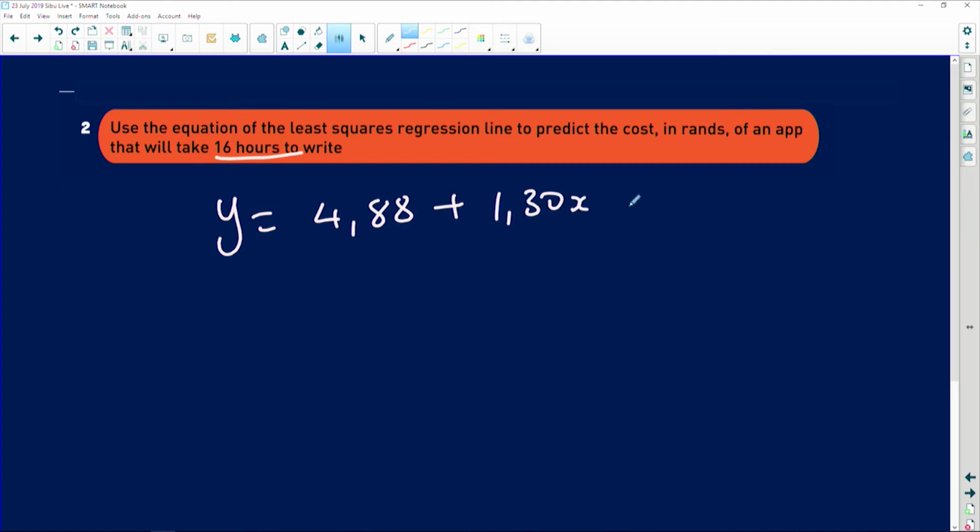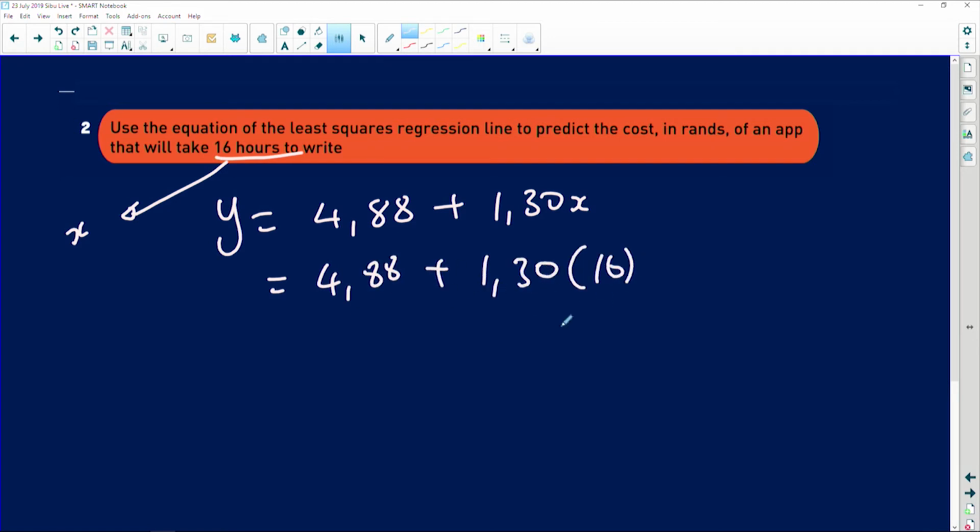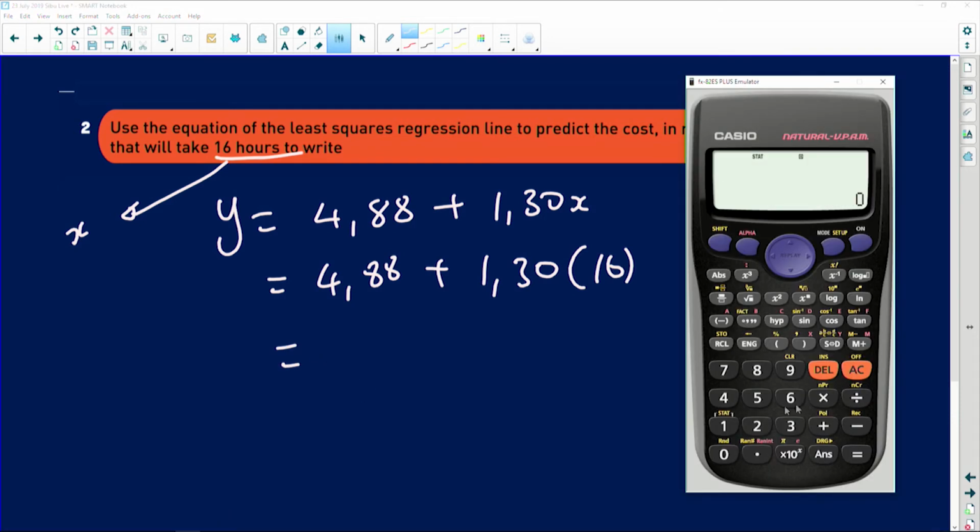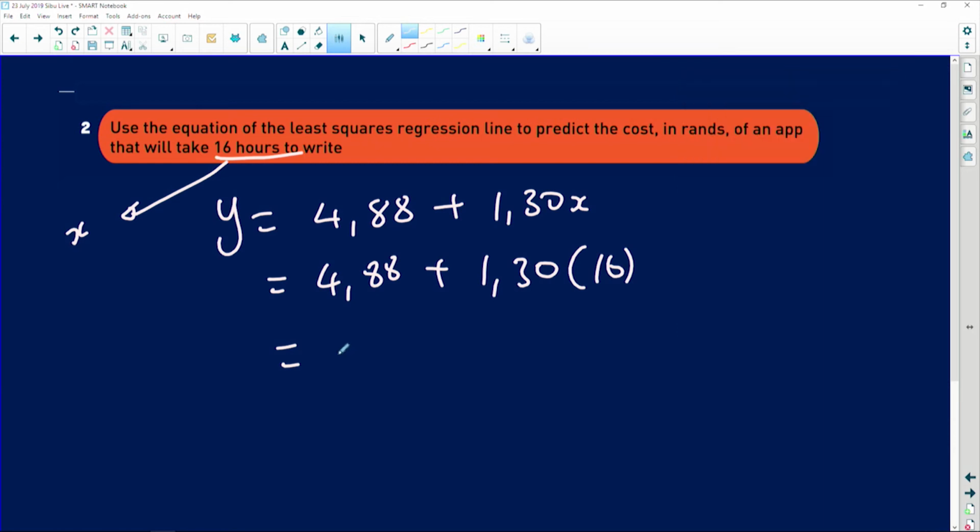Now we are told what the value of x is. In this case, it's 16 hours. That's your x. You're just simply going to substitute for that. So it's 4.88 plus 1.30 multiplied by 16, and then you just use your calculator to figure out the solution. 4.88 plus 1.30 into 16, close brackets, press the equals sign. It gives you 25.68.